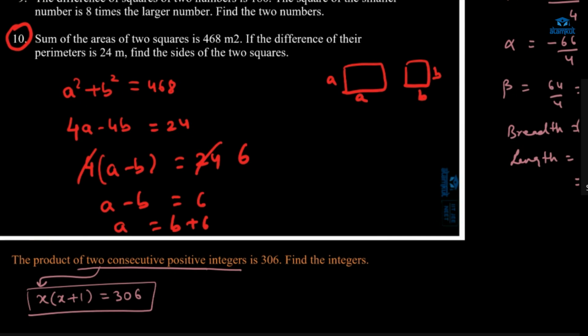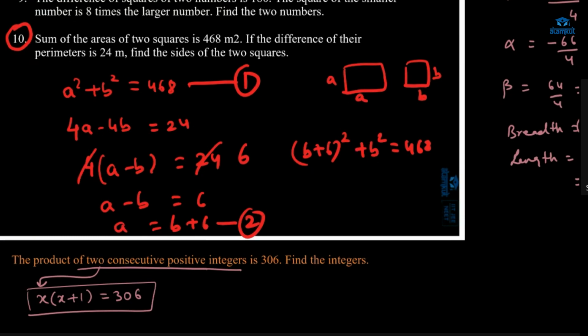Okay, so we have got the relation between a and b here, right? A is equal to b plus 6. Suppose this is the first equation and this is the second equation. We can substitute the value of a in the first equation. So we can write b plus 6 whole square plus b square is equal to 468. Can we write it in this way or not? Yes, ma'am. Can you do the question now?